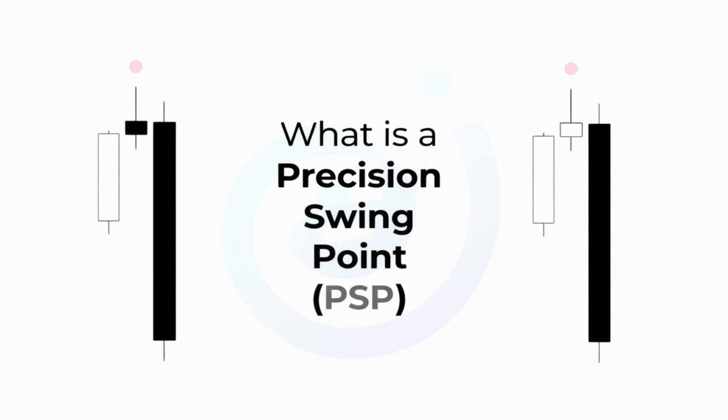Today I want to talk about precision swing point, also known as PSP. The market always forms a PSP before every significant reversal, a cracking correlation at the candle level, and the basis of the true order block entry.